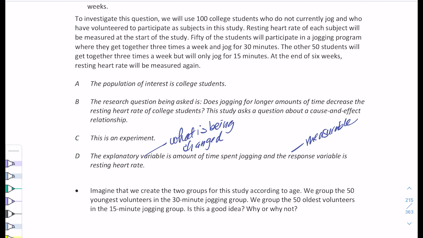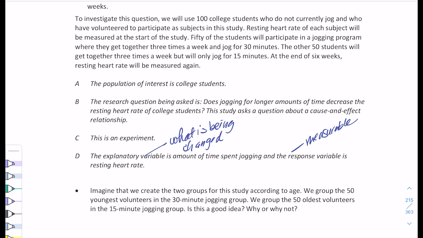So if we were to create two groups for this study according to age, and we grouped the 50 youngest volunteers in the 30-minute jogging group and the 50 oldest volunteers in the 15-minute jogging group, do you think that's a good idea? I would have to say no, because you're grouping by age. People that are younger tend to be more physically fit, and people that are older tend to be not as physically fit as a younger person.